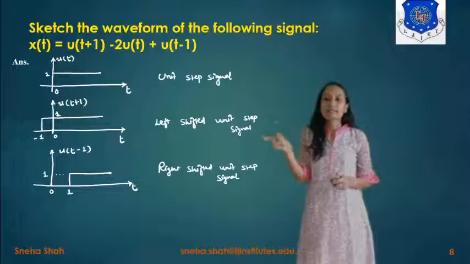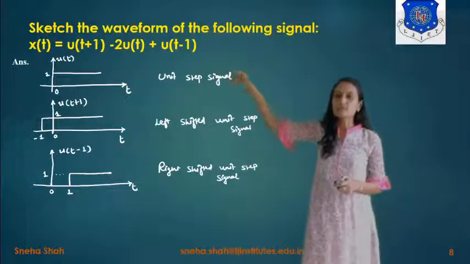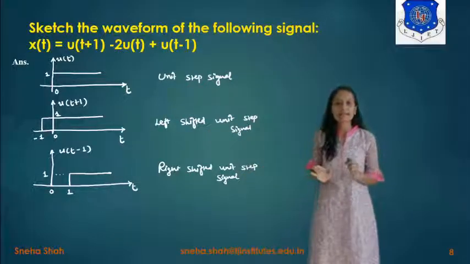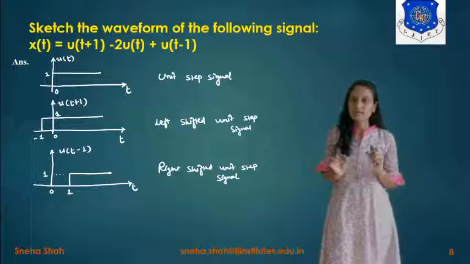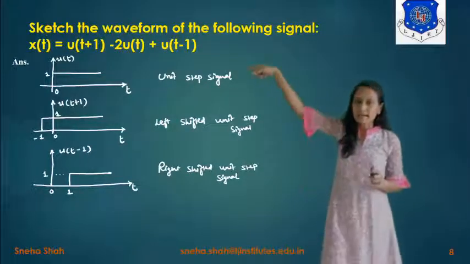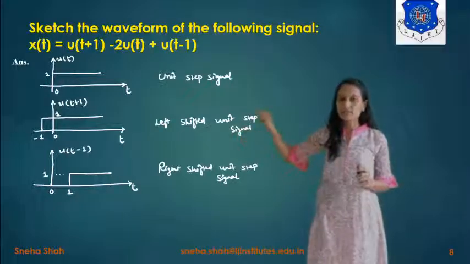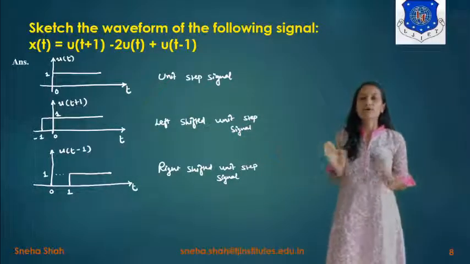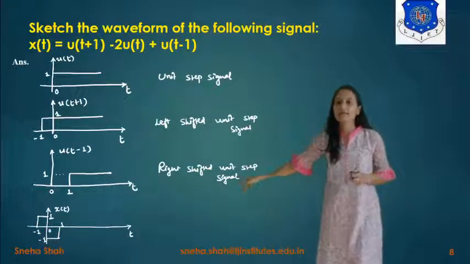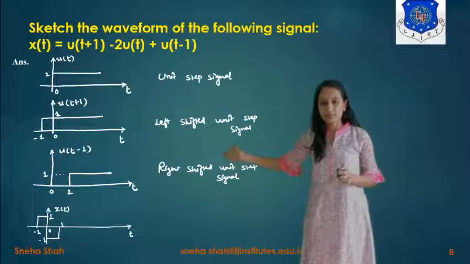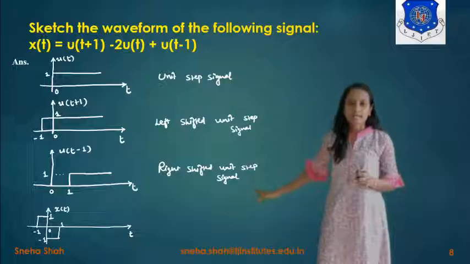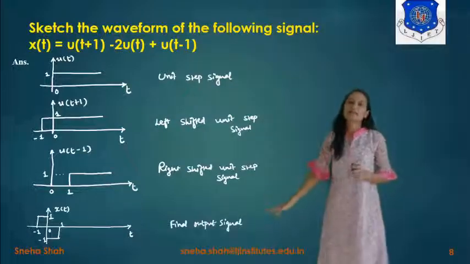Now for the range of 0 to 1, its value will be minus 2 plus 1, meaning minus 1, plus 0, so overall its answer will be minus 1 for the range of 0 to 1. And after 1, its value will be minus 2 plus 1 plus 1, which means 0. So after 1, its value becomes 0. So the overall answer will be like this. For minus 1 to 0, its amplitude will be 1, and for 0 to 1, its amplitude will be minus 1. So this is the final output signal.